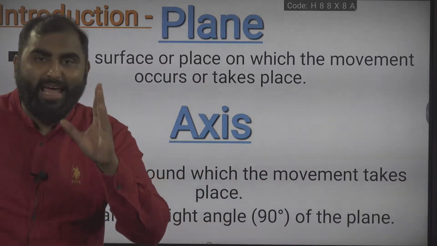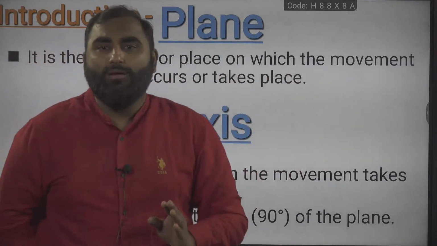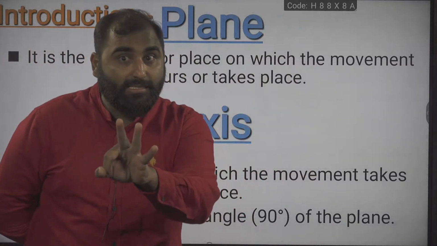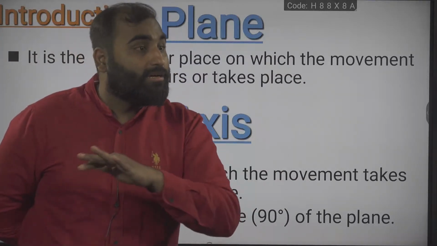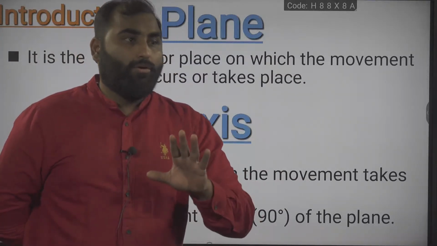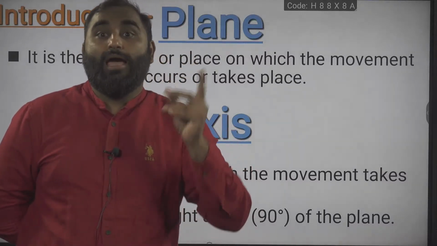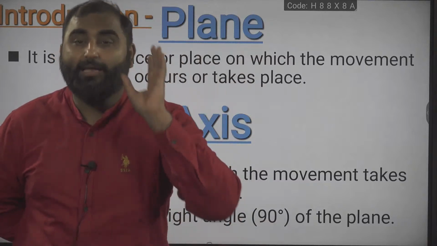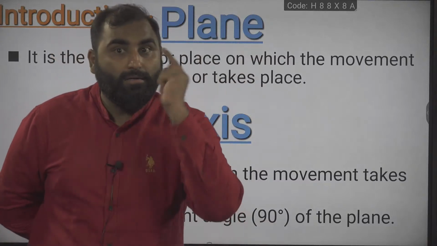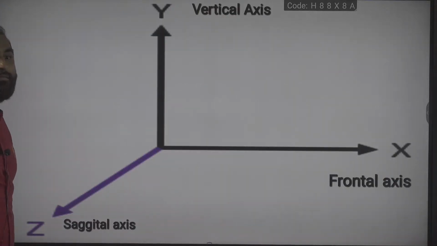So if you have 3 axes, already you know 2 axes, x and y, another is z. On these 3 axes, we are going to have 3 planes on which the movement occurs. Very simple. 3 axes and 3 planes. The planes are situated on these axes, and your movement is occurring on these planes. Am I clear? So let us see what the different planes are.